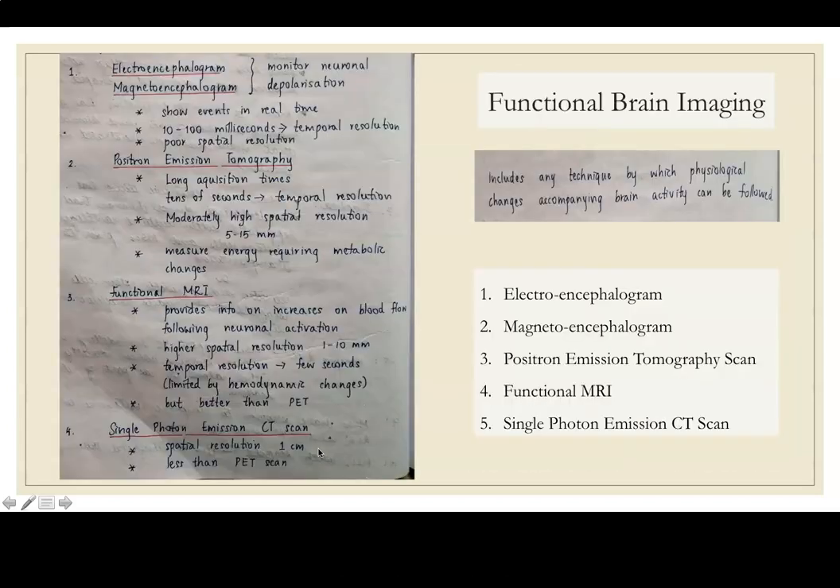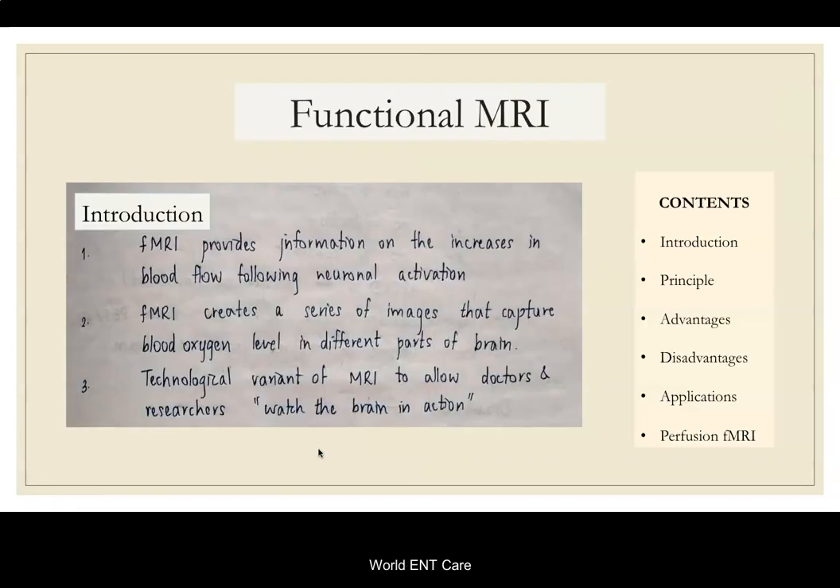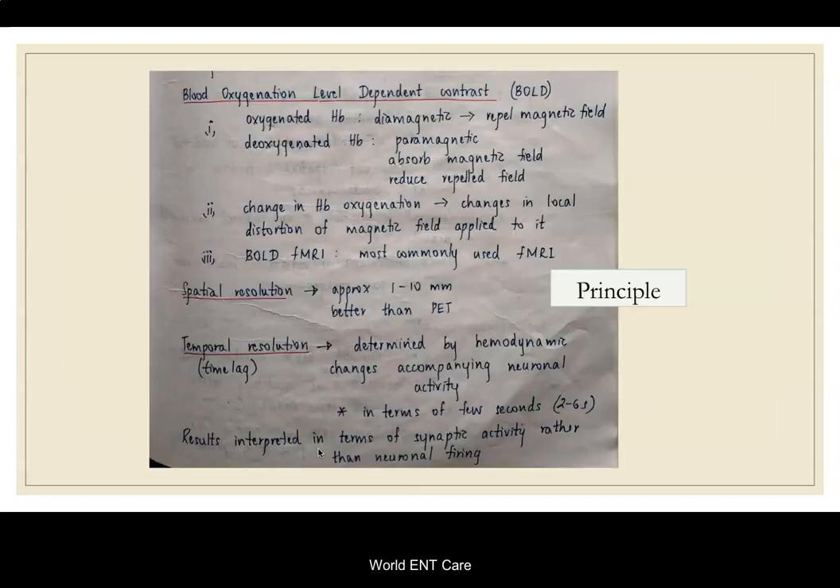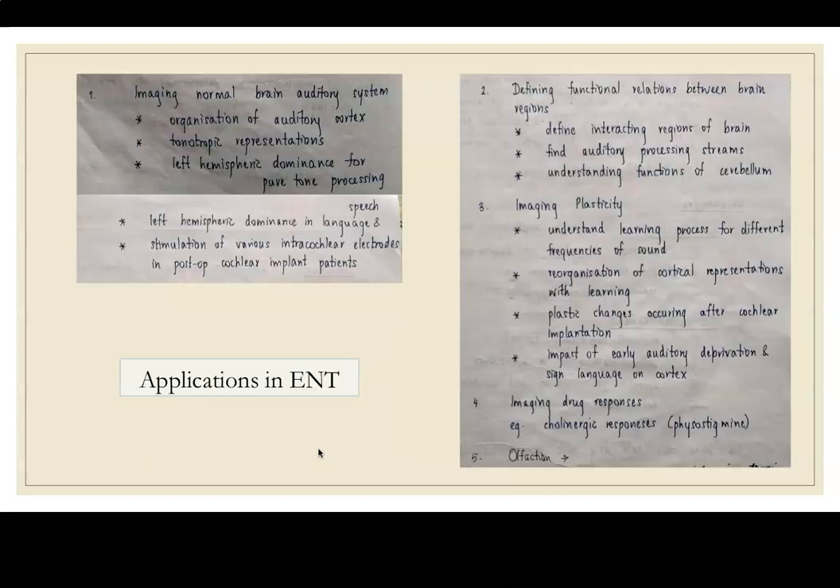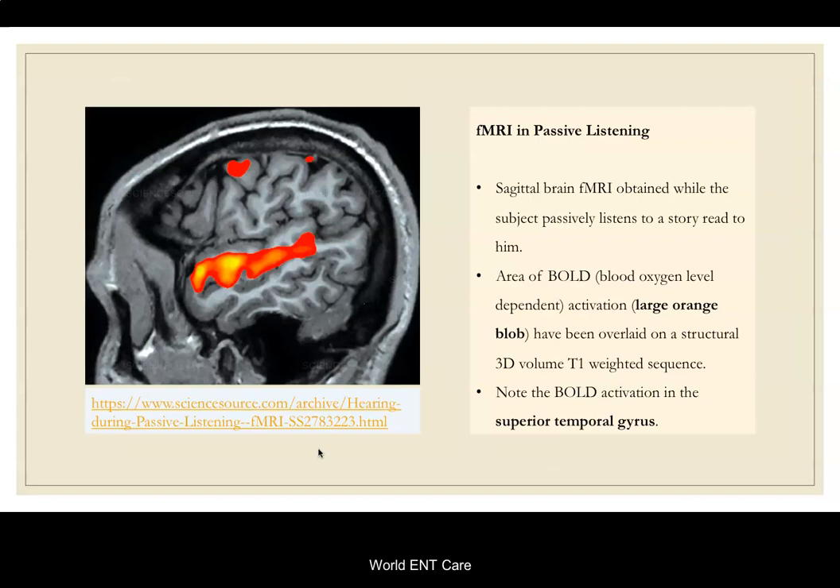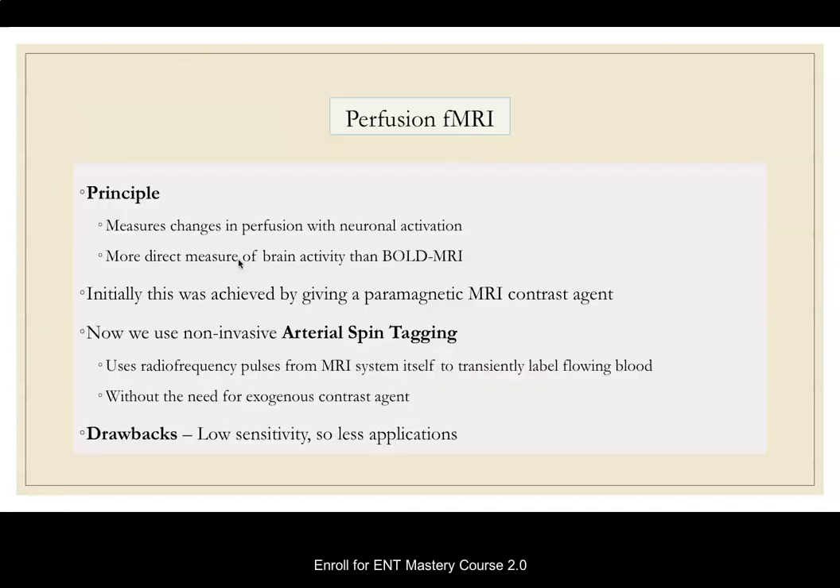So we saw functional MRI under the headings of introduction. What is it? How do you watch the brain in action? What is the principle? BOLD. What are the spatial and temporal resolutions? BOLD is an endogenous contrast. Advantages and disadvantages. Then what are the applications in ENT? The five applications in ENT. And this is how a picture looks. If you get it in your DNB OSCE exam, then this is how BOLD functional MRI looks. And we saw about perfusion MRI.